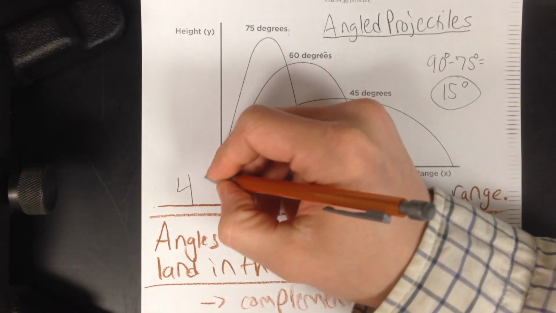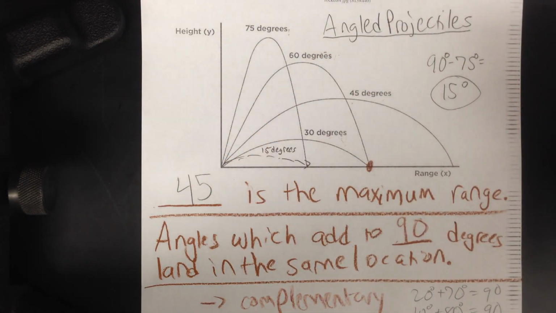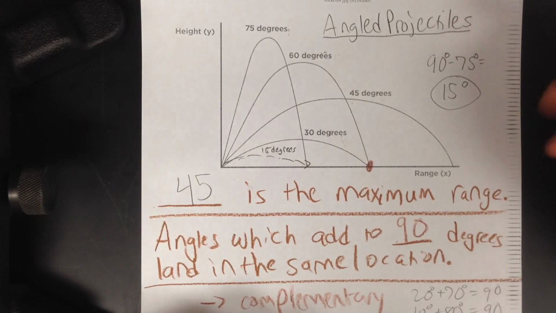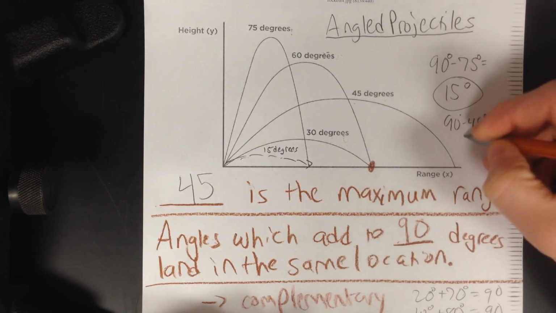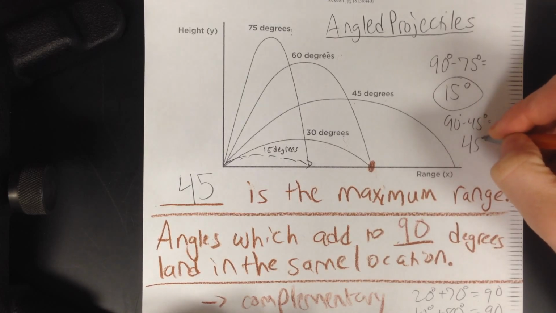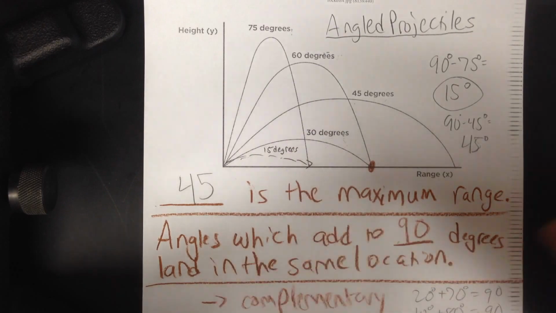And your maximum range, which goes the furthest, is 45. Here's the thing to think about. What's 45's complement? If you do 90 minus 45, what do you get? Well, you get 45. And all that says is that 45 lands in the same spot as 45. Right?